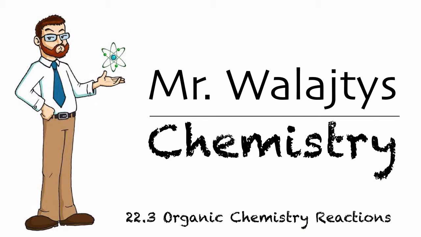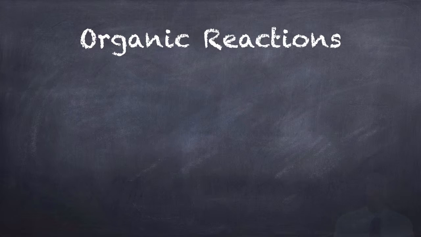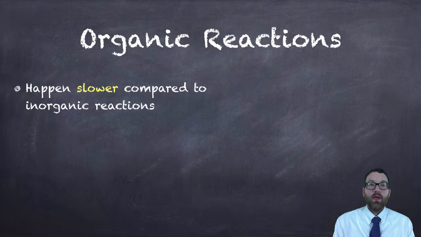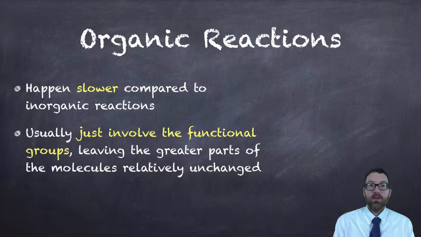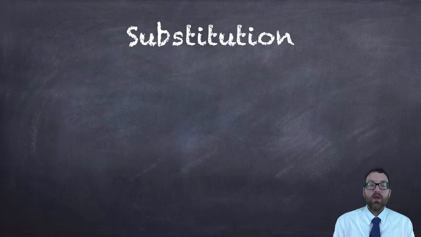In this video, we're going to be talking about organic chemistry reactions. Organic reactions happen slower compared to inorganic reactions, and they usually just involve the functional groups, leaving the greater parts of the molecules relatively unchanged. There are about 8 different types of organic reactions, so we're going to go through each type and talk about how to recognize them and how to predict their products.